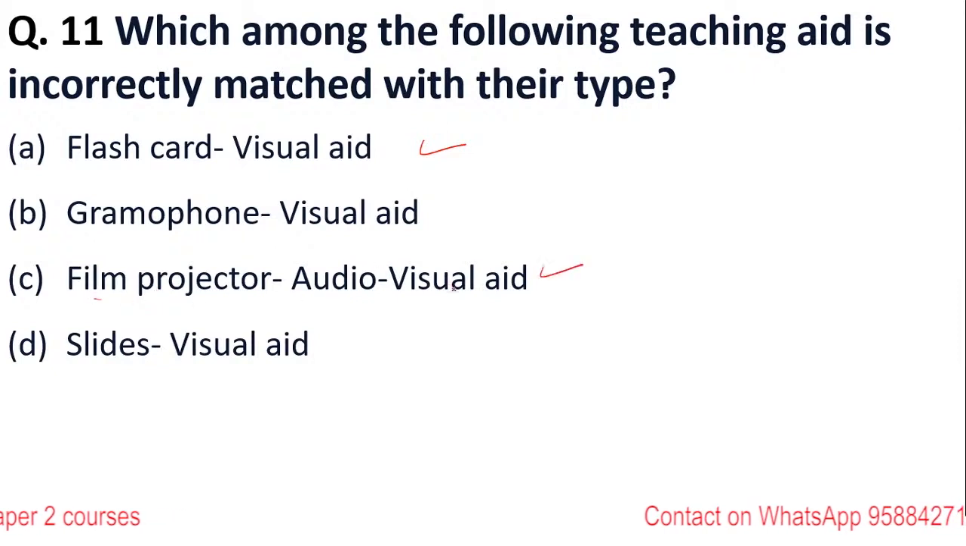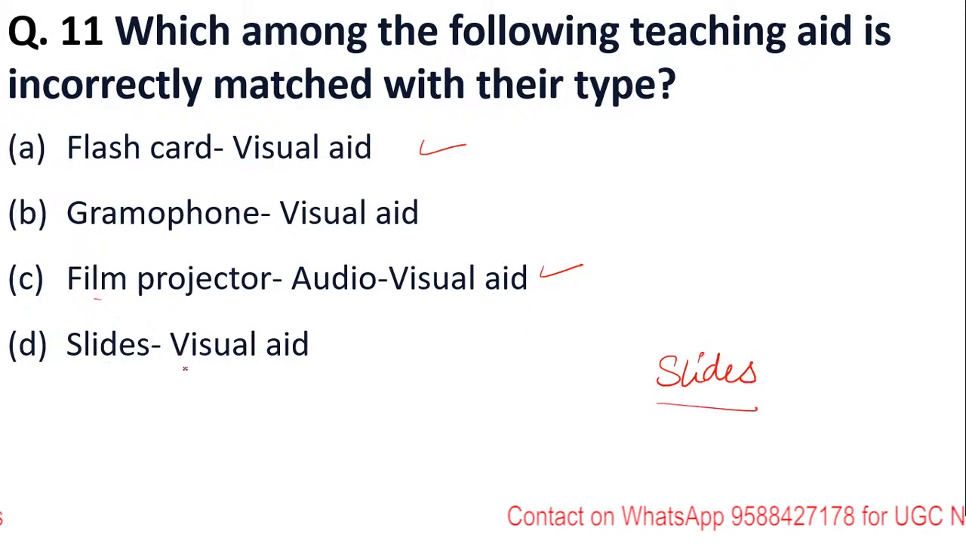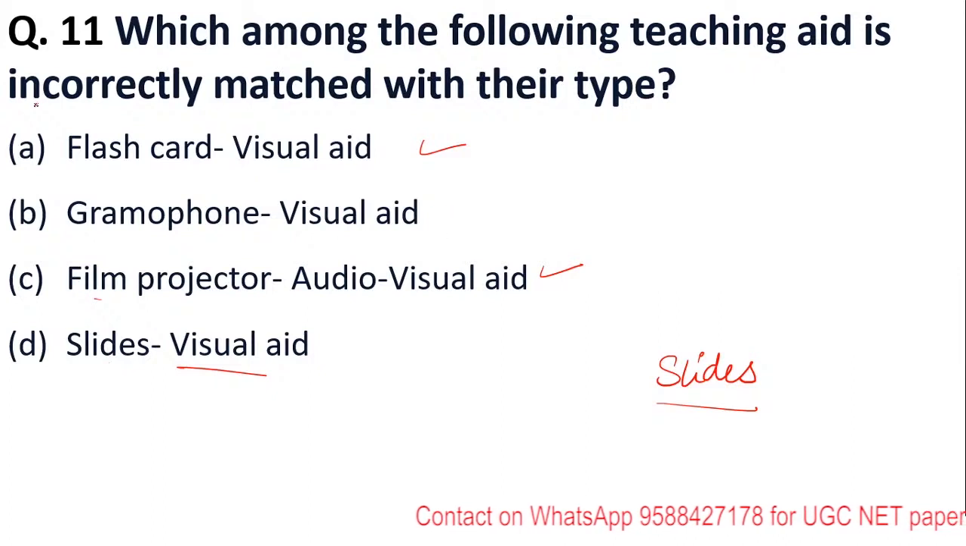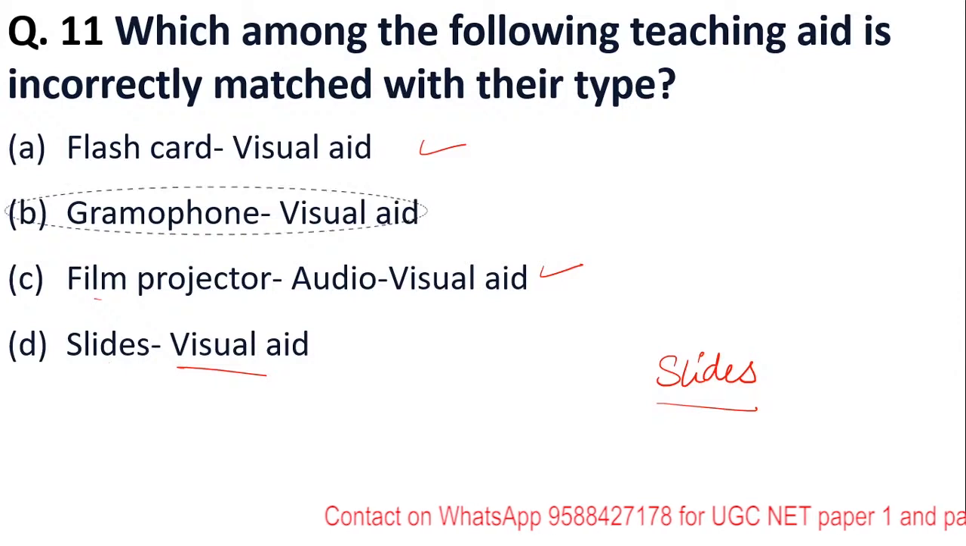C is also correct. Slides are related to visual aid. For example, what you see on this screen, students, these are slides which I have made on PowerPoint. So these are visual aids because you can see them, while gramophone is an audio aid. So here the question says which is incorrect, so this option is incorrect, hence it is the right answer. Gramophone.